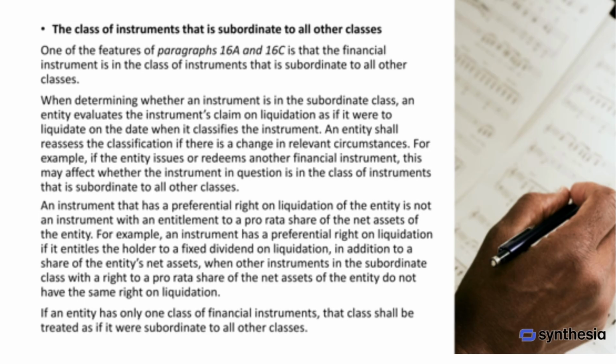For example, an instrument may provide the holder with a fixed dividend on liquidation in addition to a share of the net assets, whereas other instruments in the subordinate class, which have a right to a pro rata share, do not have this fixed preferential right. Finally, if an entity has only one class of financial instruments, that class is treated as if it were subordinate to all other classes.